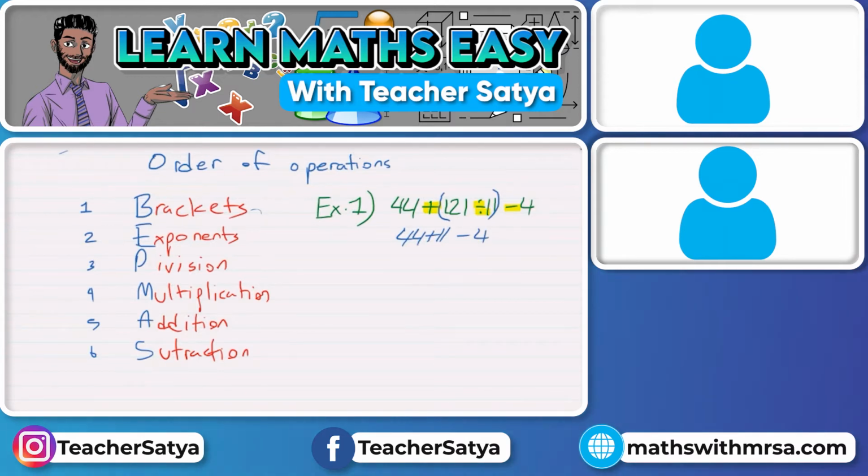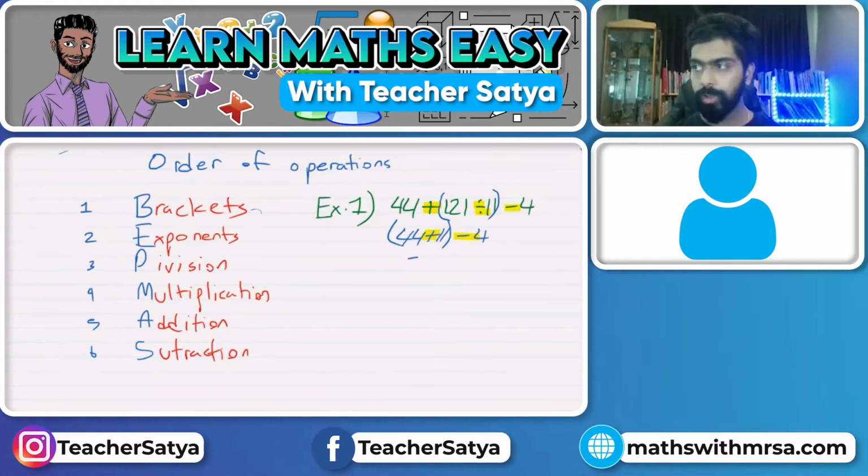Next one, what do we do next? Now we have addition and then we have subtraction, right? In this case, guys, whichever we do, the final answer will still be the same, but we'll try to do it from the left-hand side. So on the left-hand side, we have addition, so we will solve the addition first. What is 44 plus 11? 55. Very good. So we have 55 minus 4, and 55 minus 4 is equal to 51.